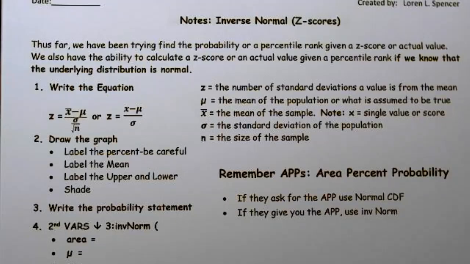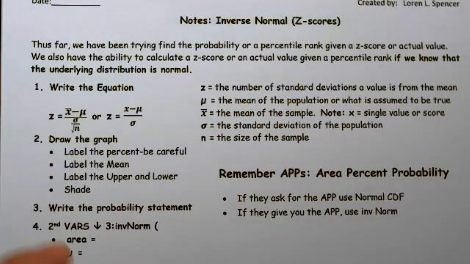Okay, so previously we've been asked to find a probability or percent of a normal value, and we were given a normal curve and either a z-score or an actual value, and we used normal CDF when we did that. Well, we're going to introduce today something called inverse norm, and inverse norm actually works backwards. In other words, if they give you a percent, can we find a z-score?